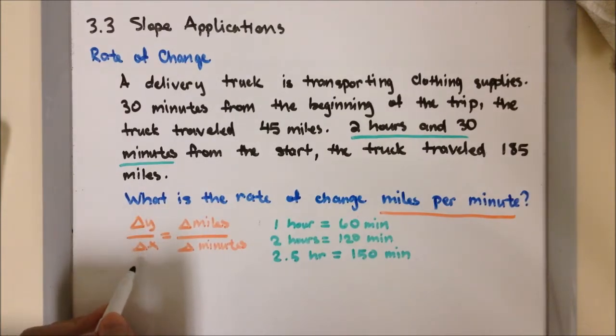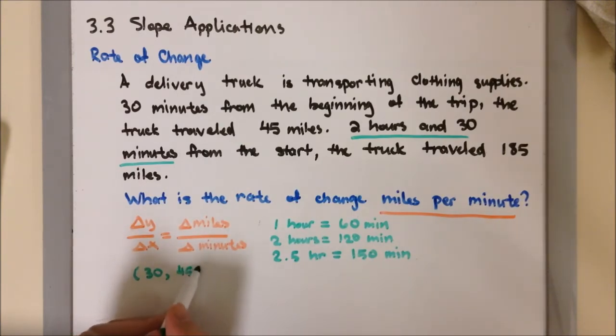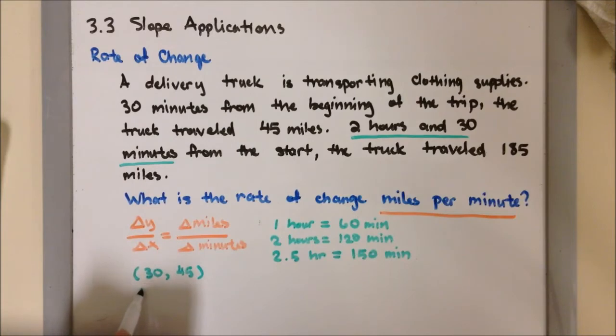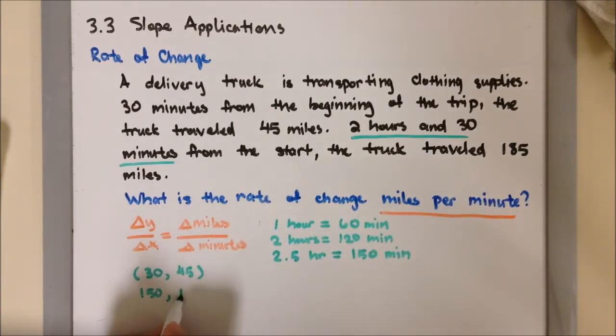Now, like I did before, I'm going to write out my coordinate points. So at 30 minutes, the truck traveled 45 miles. At 150 minutes, the truck traveled 185 miles. So there's my coordinate points.